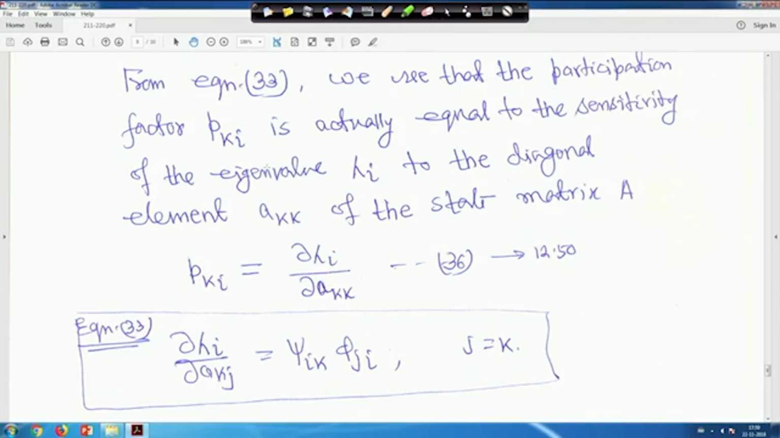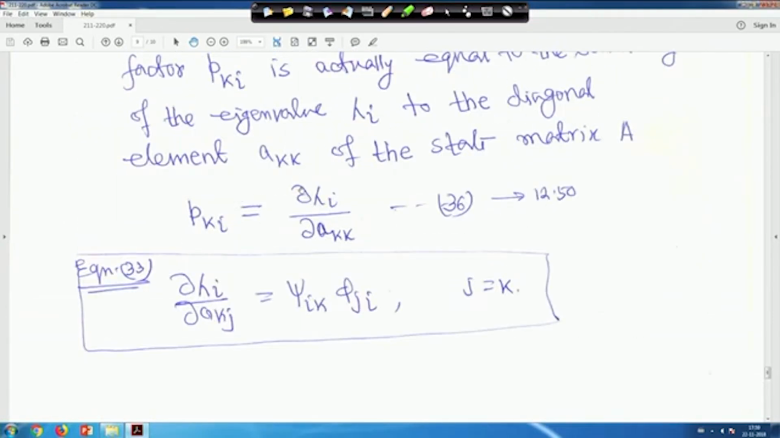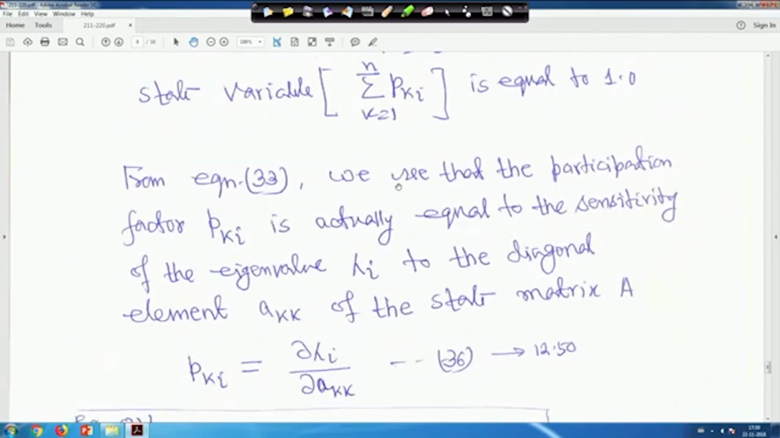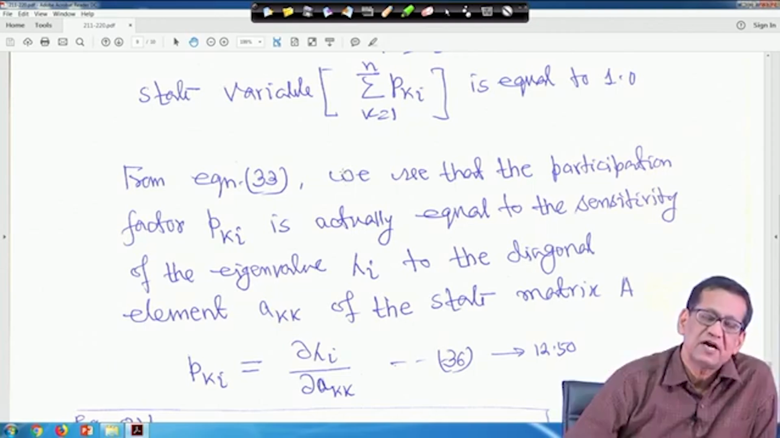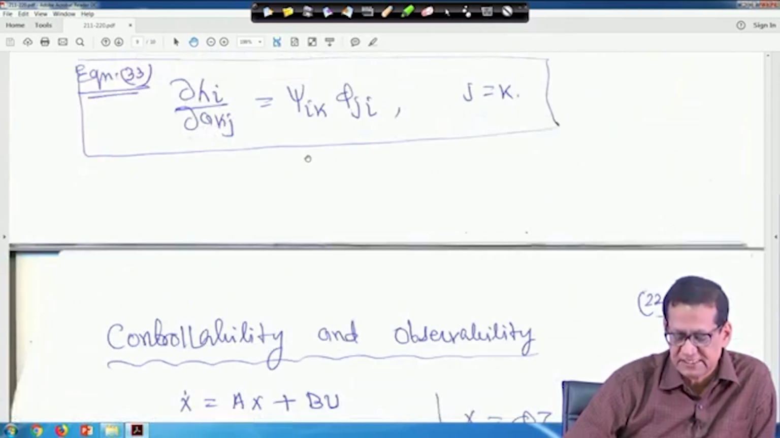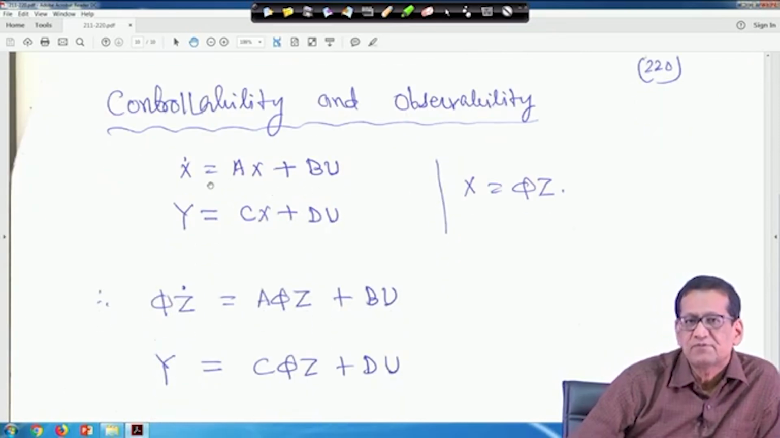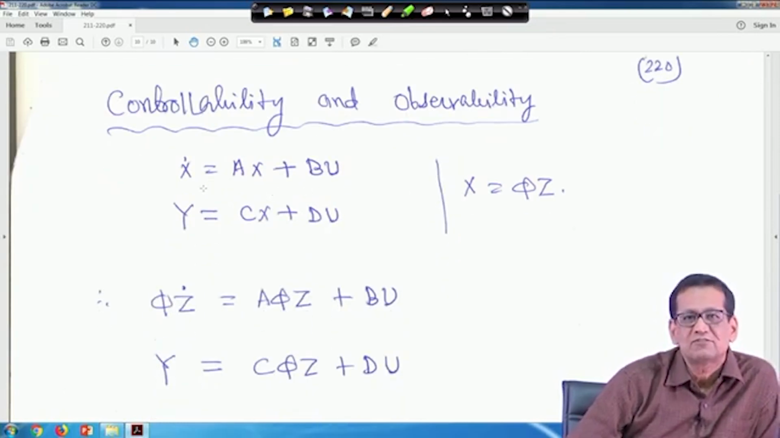After this, we will look at the participation matrix P for that example which we took earlier, for the two state variables delta omega r and delta delta. But before that, just one page for a small thing, after which we will find out controllability and observability. You know this from your undergraduate control system studies.